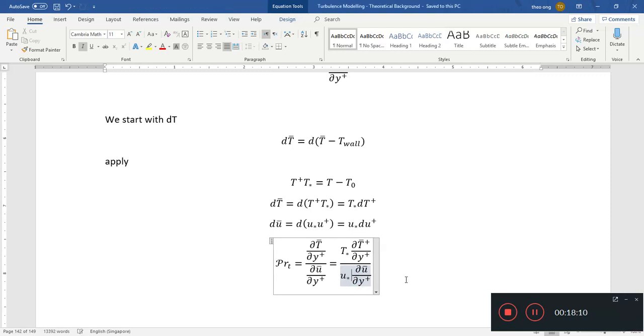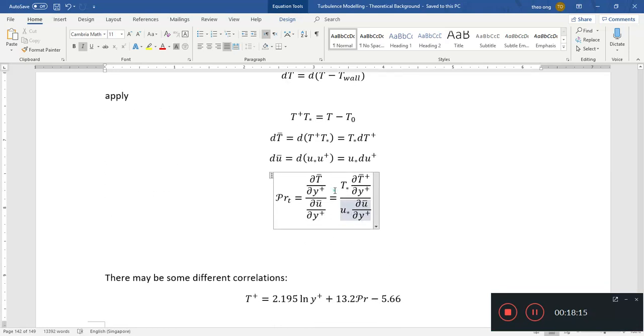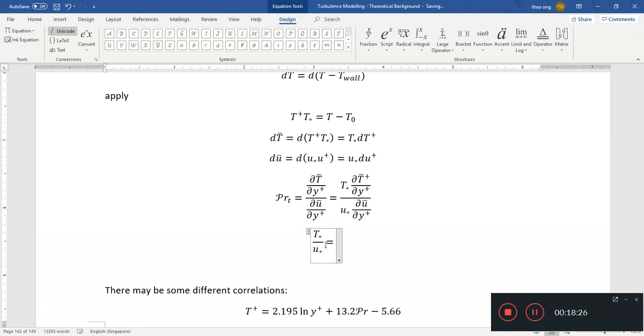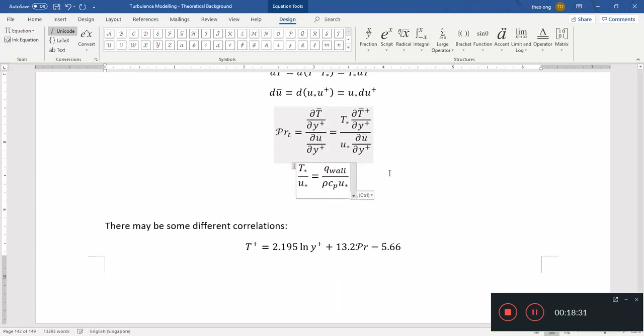Okay, so let's try substituting some values in. T star over U star seems to be an important quantity. T star divided by U star, what is that equal to? It's a q wall over blah blah blah, and then you divide it by 1 over U star. And then what you get at the end of the day is just this quantity here.